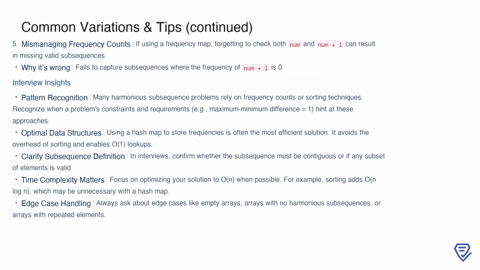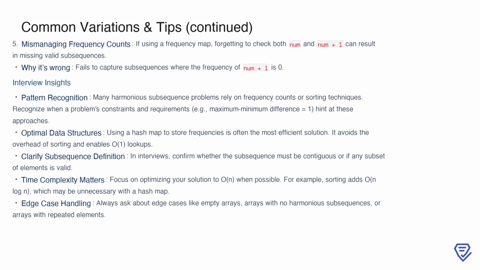Another common pitfall is mismanaging frequency counts, especially when using a hash map. If you forget to check both number and number plus 1, you risk missing valid subsequences, particularly when the frequency of number plus 1 is 0. This is a subtle yet important detail to ensure your solution captures all harmonious pairs.